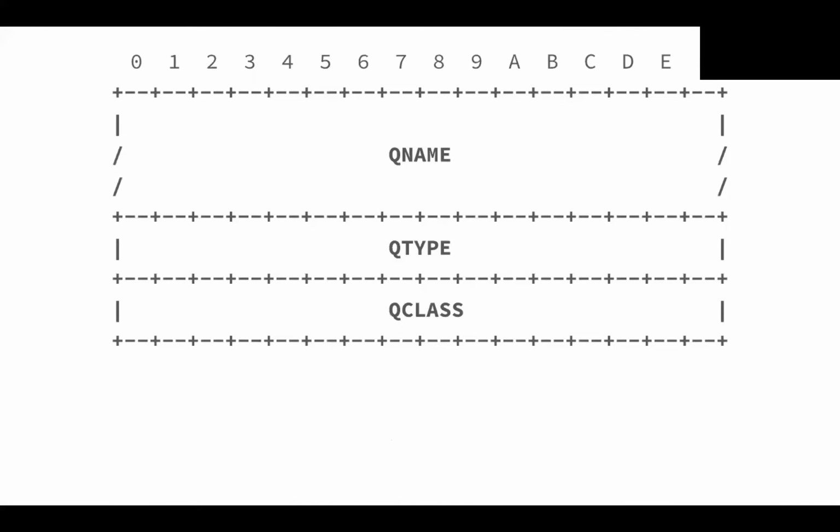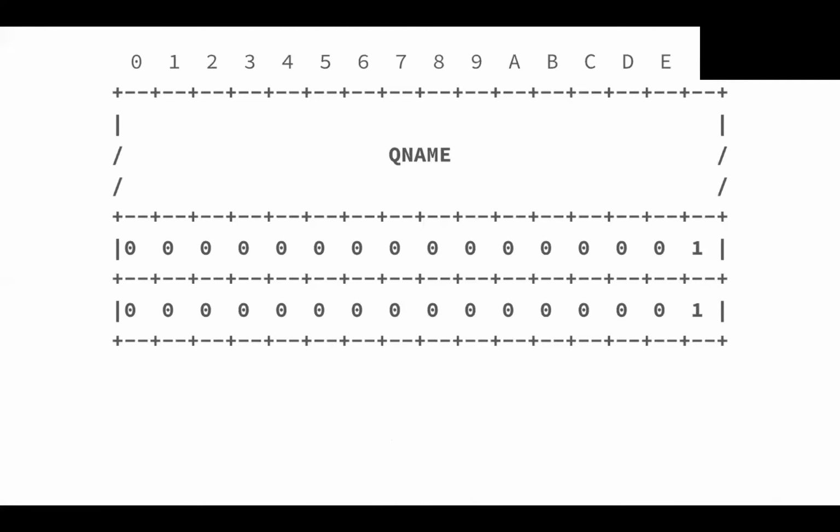Cool. The next thing we care about is the question, and that has this format. QName is where we put the domain name we want to look up, and we'll look at that last because it's a bit more complicated. QType is the type of record we're looking for. We want an A record, so that's just 1. QClass, this is an internet DNS lookup, so that's also 1.